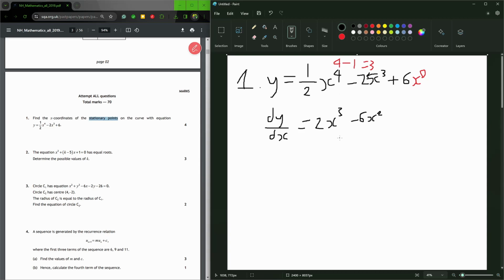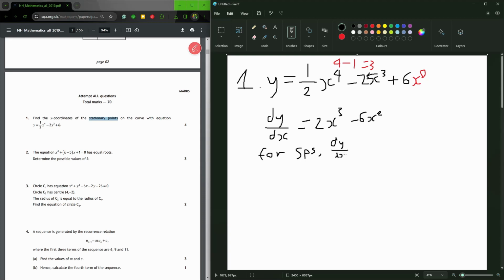Now we have the derivative. What on earth are we going to do with it? Well, we want this to be 0, because remember, derivatives calculate gradients. So I'm just going to say what I'm going to do. I'm going to say, for SPs, SP stands for stationary point, comma. Gotta have good grammar.